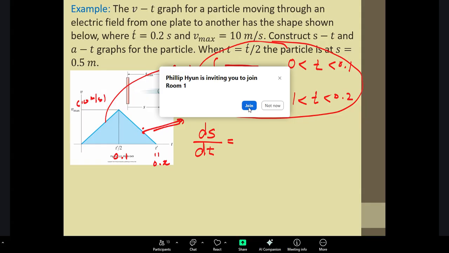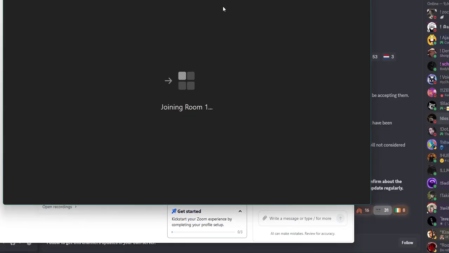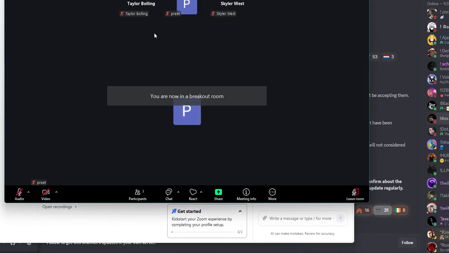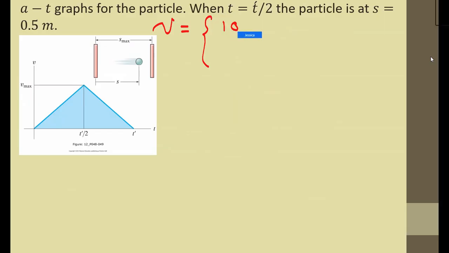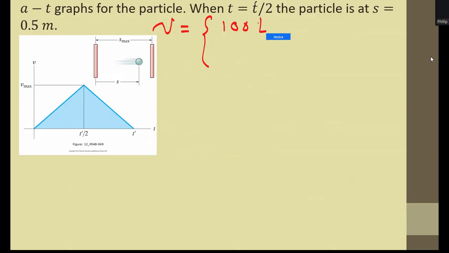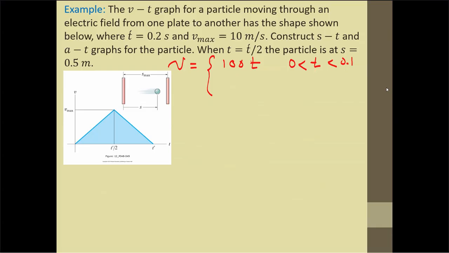First, you need to find the velocity function. You can write it this way. First time interval: velocity equals 100t, where t is between 0 and 0.1. If you want to, you can put an equal sign. That's okay, it doesn't matter. Second time interval: the velocity equals negative 100t plus 20.